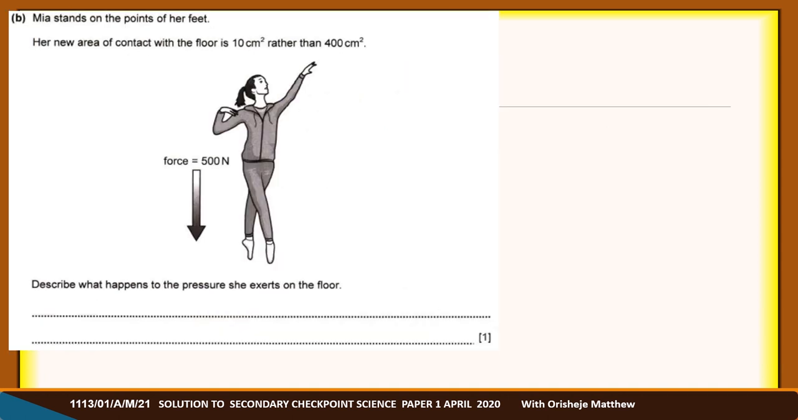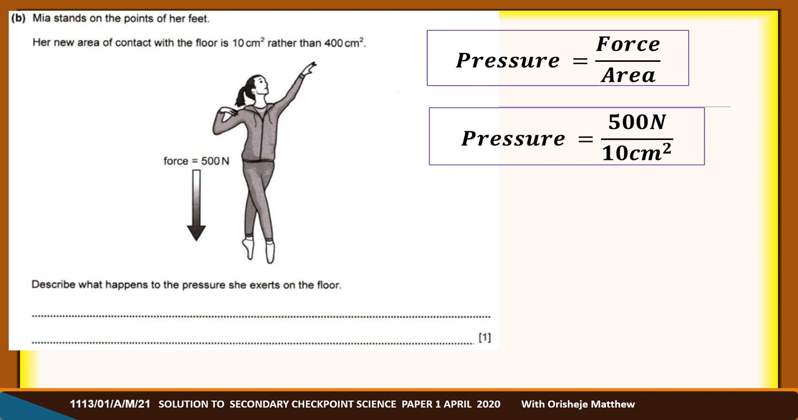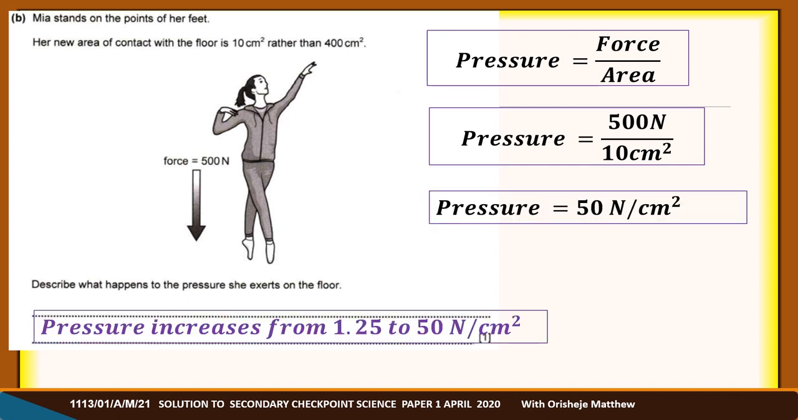Mary stands on the point of her feet. The new area in contact with the floor is 10 cm² rather than 400. Describe what happened to the pressure she exerts. Pressure increases from 1.25 to 15 newtons per cm².